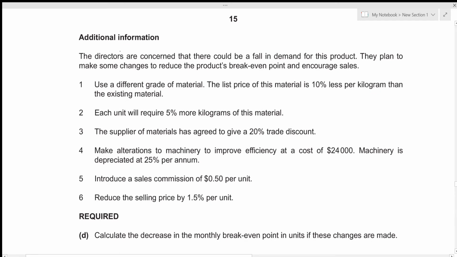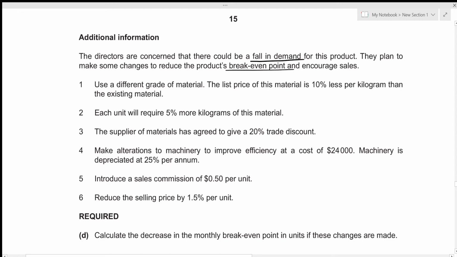We are again given additional information. The directors are concerned that there could be a fall in demand for this product, and they plan to make some changes to reduce the product's break-even point and encourage sales. Alright, first let's have a look at the question. For the fourth question, we need to calculate the decrease in the monthly break-even point in units if these changes are made. Alright, so let's have a look at the changes.